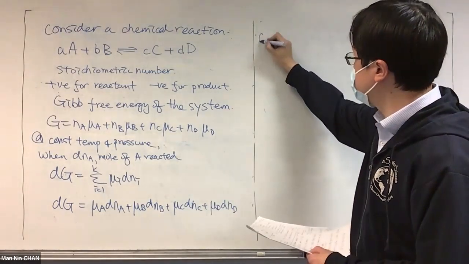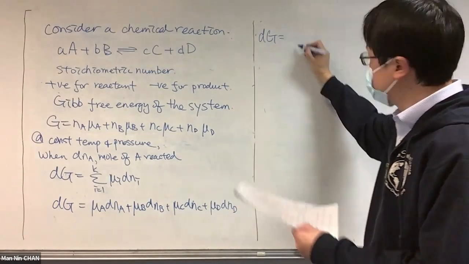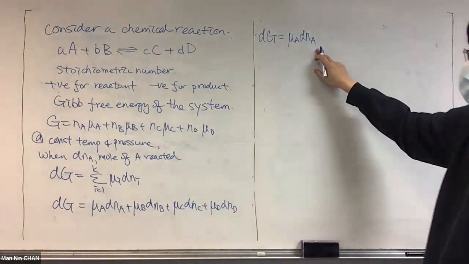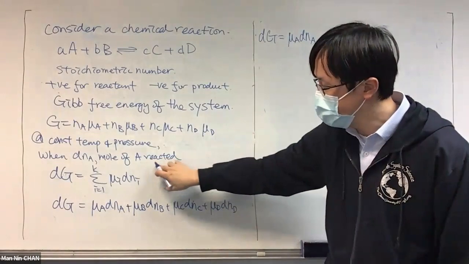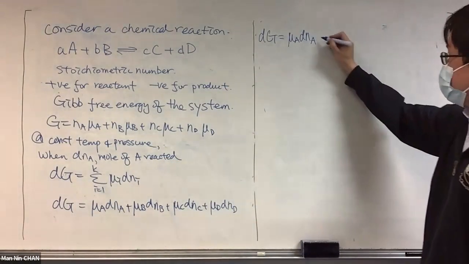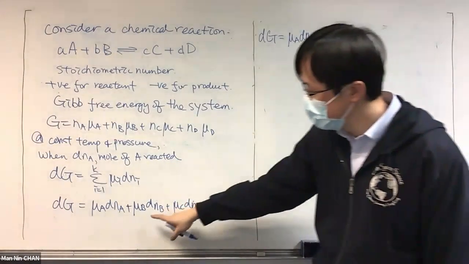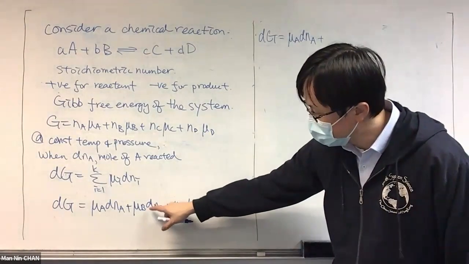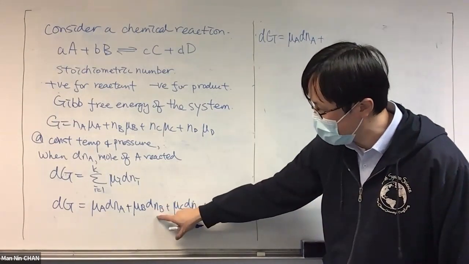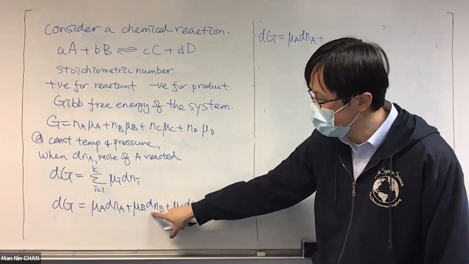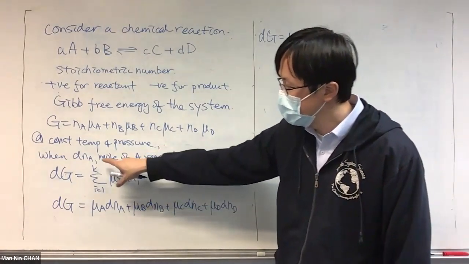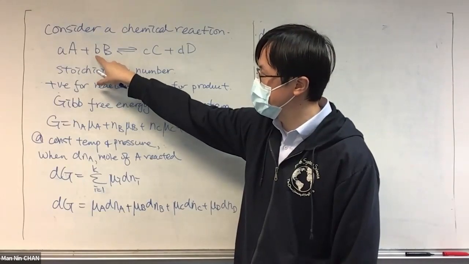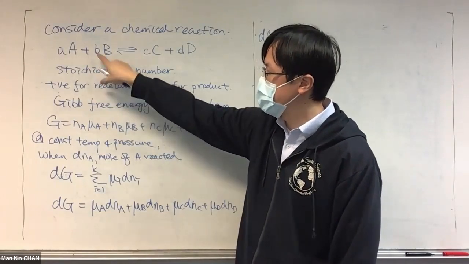For example, dG will be equal to the chemical potential of A times the amount of A that changes, the number of moles of the A reactant, plus the chemical potential of B times the number of moles of the B reactant. The number of moles of B reactant can be related to the number of moles of A reactant by looking at the stoichiometric coefficient, or the stoichiometric number.